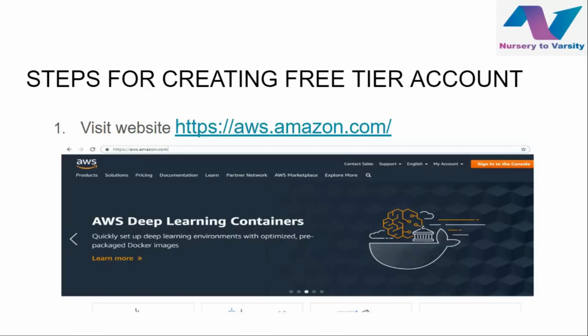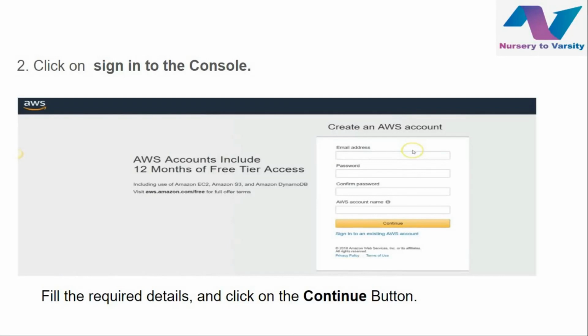Now, there are certain steps for creating AWS free tier account, and the steps are as follows. First, visit the website https://aws.amazon.com/. Now, you will find something like this on your screen. After that, click on the sign in to the console, then fill the required details and click on the continue button.